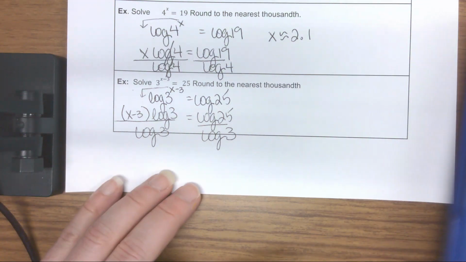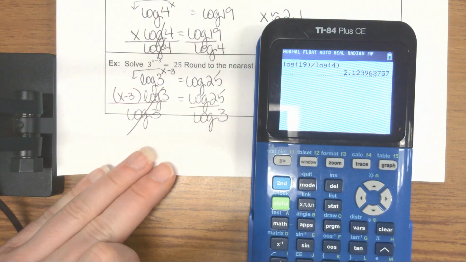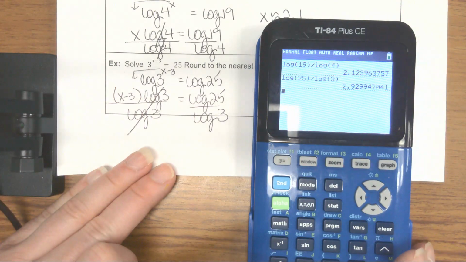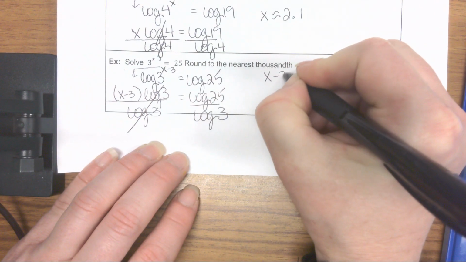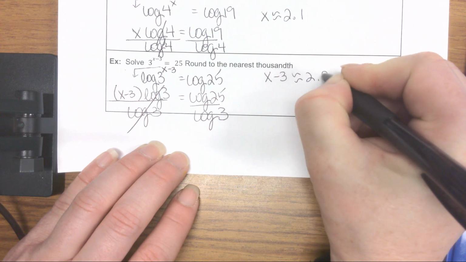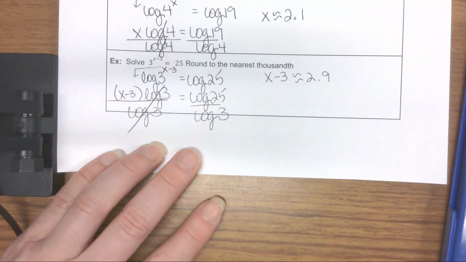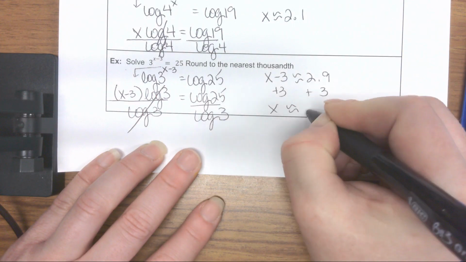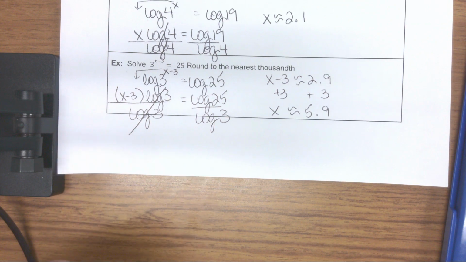All right. When I do that, I have log of 25 divided by common log of 3. I get, we'll call it, 2.9. So x minus 3 is about 2.9. The last little step on this is I still have to add 3 to both sides. So that would be x is approximately 5.9.